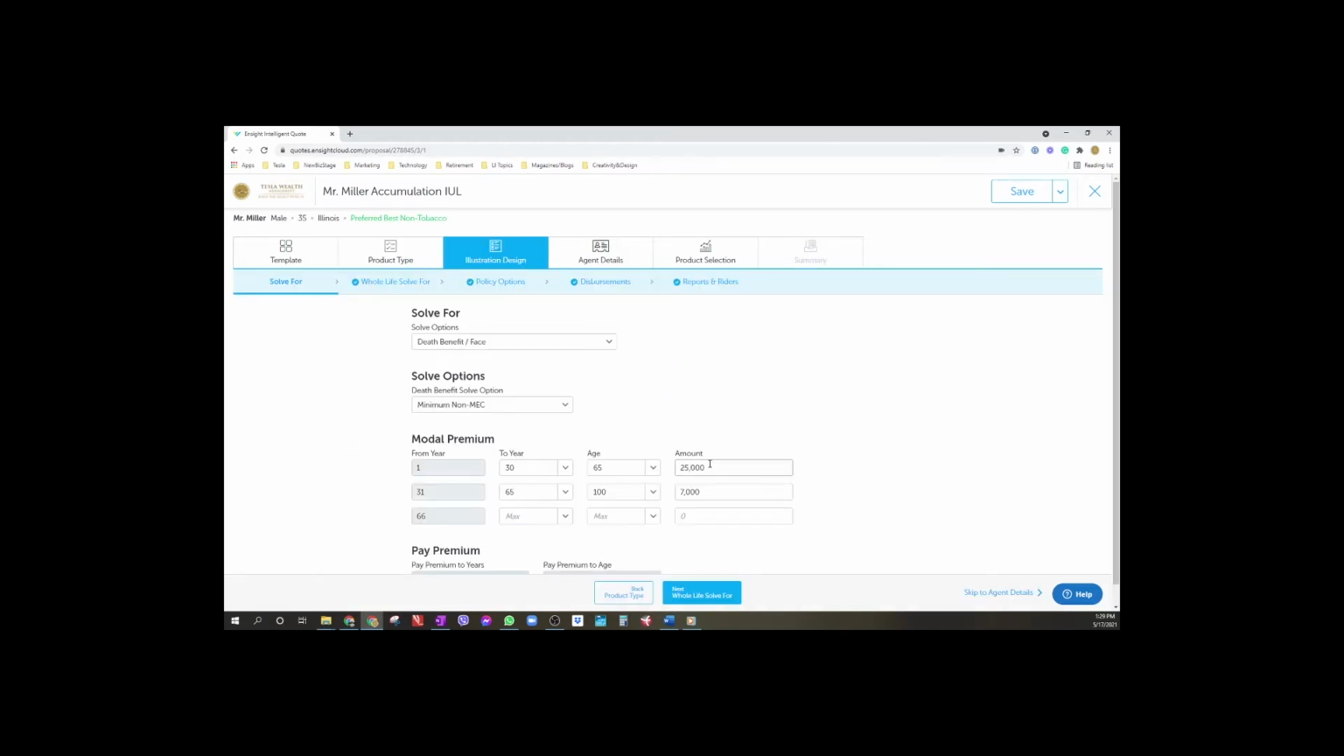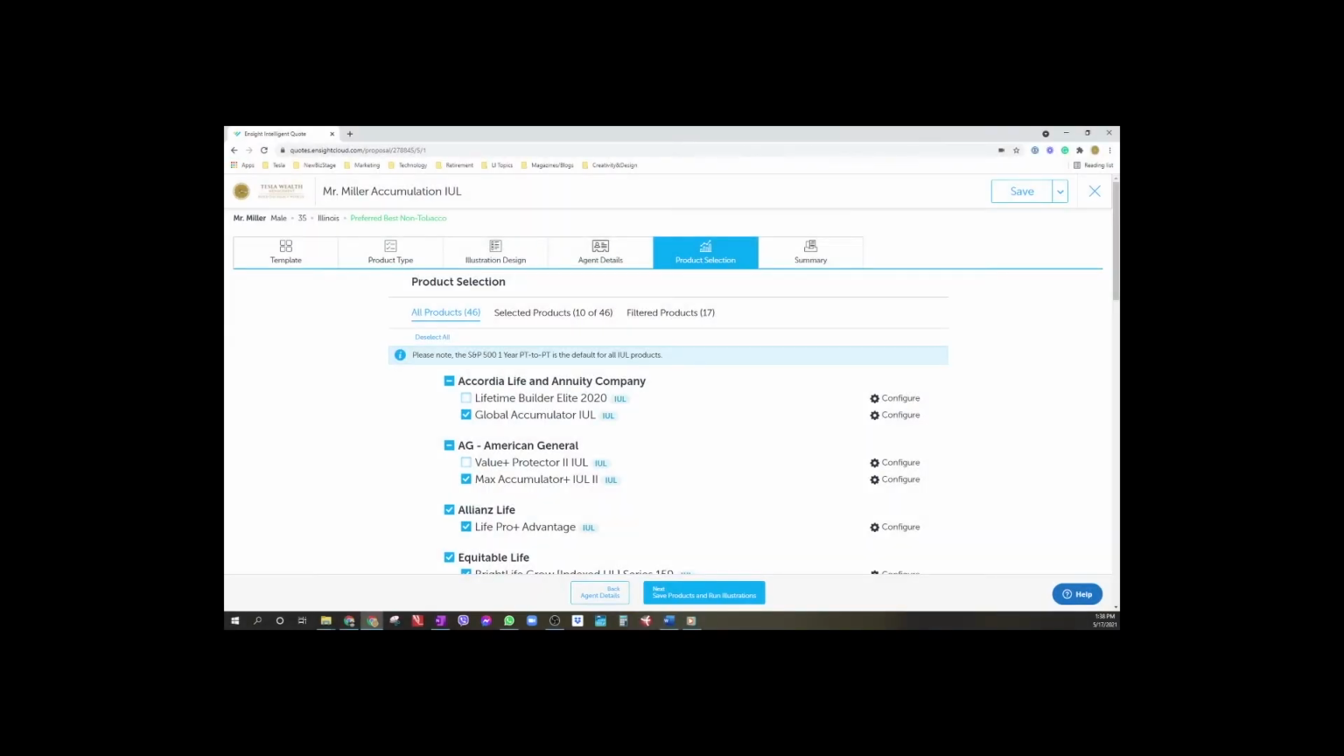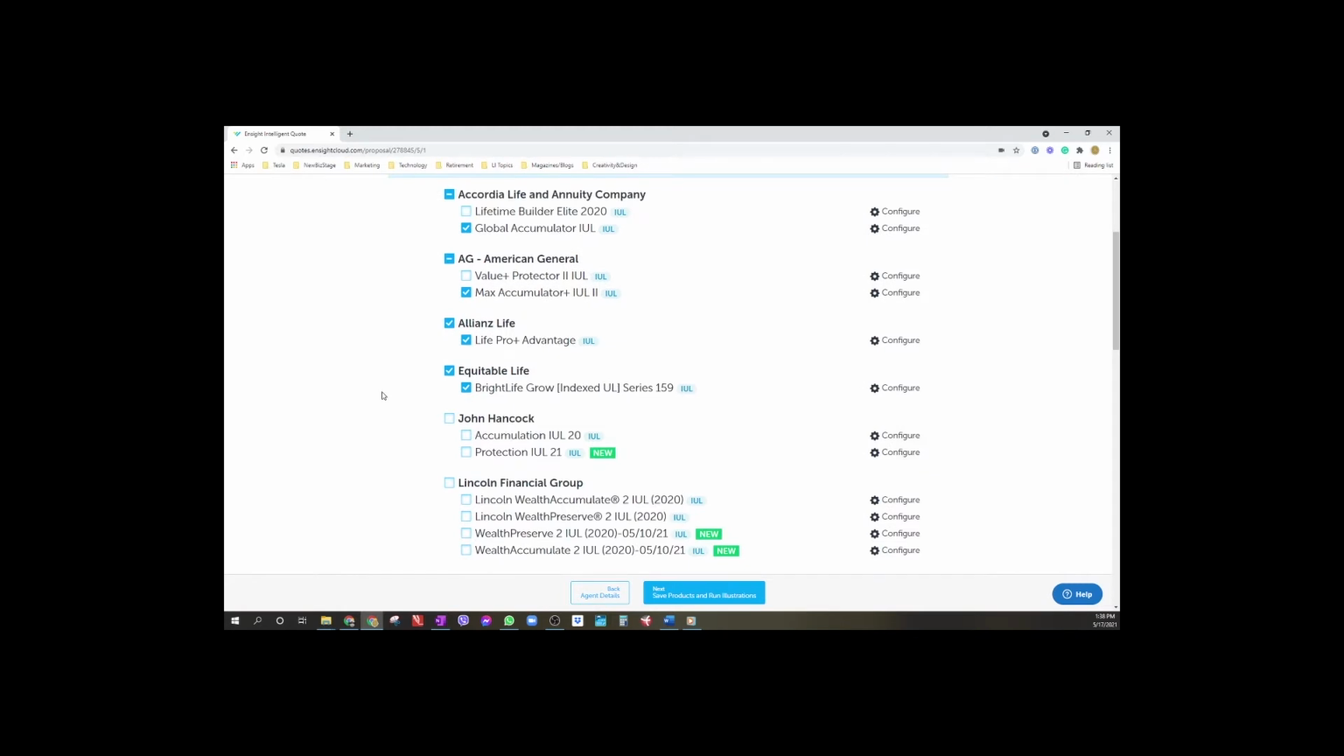We'll fund this policy by paying premiums of $25,000 annually in our working years to build a strong cash accumulation, and later in our retirement, we'll reduce our premiums to $7,000 annually to maintain the large death benefit protection as our legacy to our heirs. The great advantage of using Insight Intelligent Quoter, or EIQ, software is the ability to search among hundreds of life insurance products and to recommend the top 40 or 50 based on the requirements we just established.